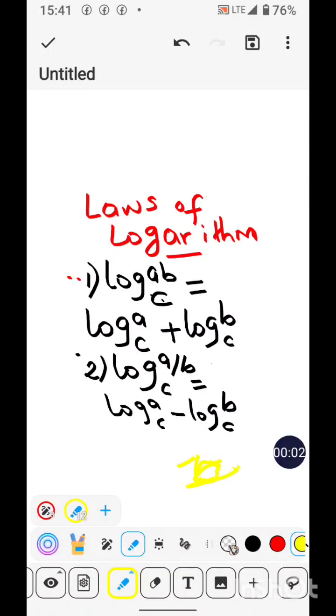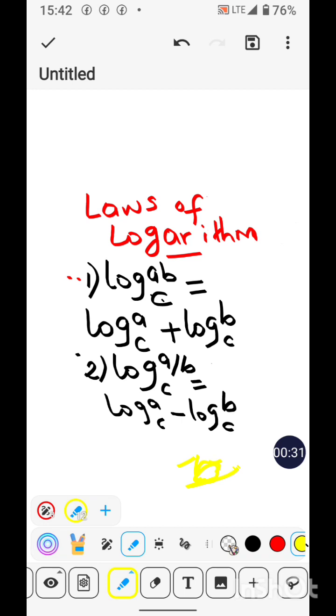Okay, looking at the laws of logarithm, we have the product here. Log a times b to the base c is equal to log a to the base c plus log b to the base c. Log a over b to the base c is log a to the base c minus log b to the base c.